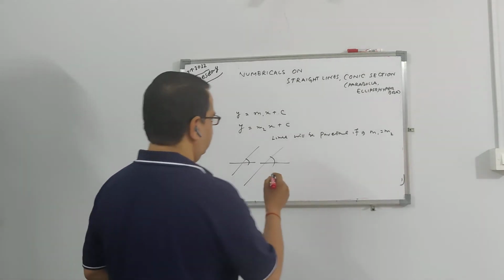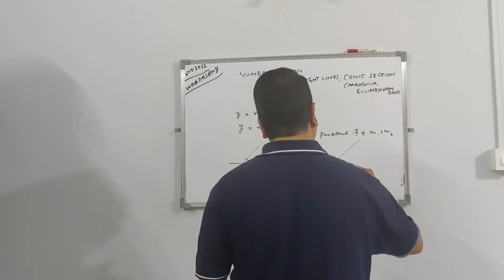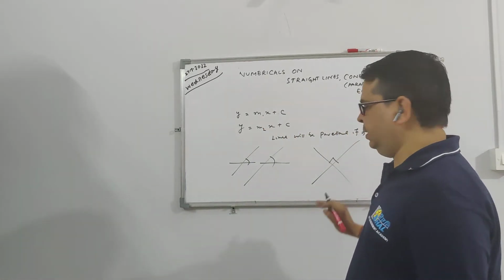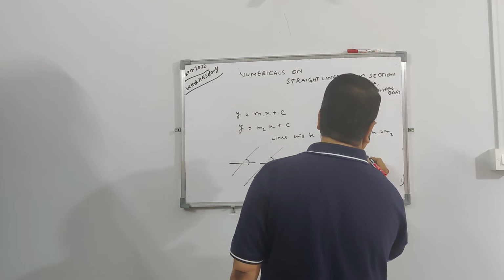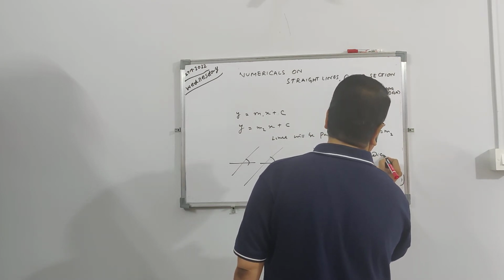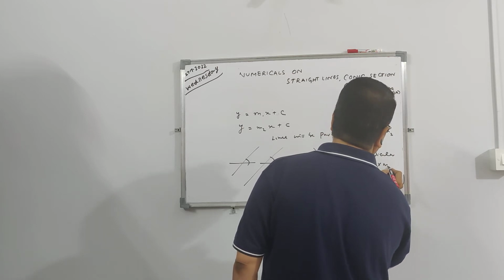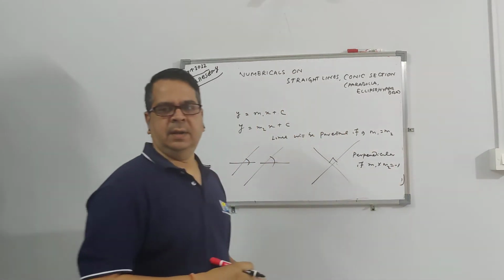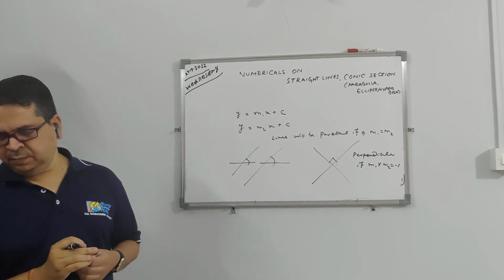And when will these two lines be perpendicular? Like this, where this angle is 90. These two lines will be perpendicular if m1 into m2 is equal to minus 1. So this is the condition for parallelism and perpendicularity.